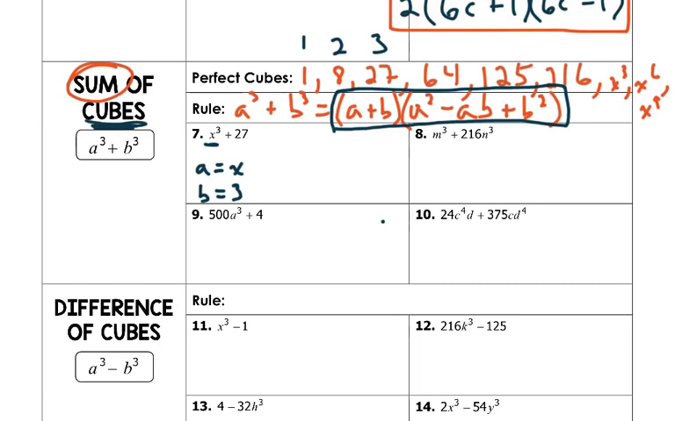All right, so now we have a equals x and b equals 3. What we need to do now is plug those back into this formula right here, and that will potentially give us our final answer as long as we don't have anything else that we need to factor once that's done.